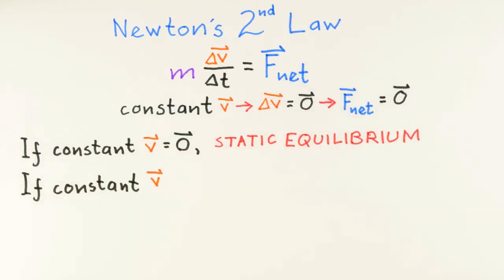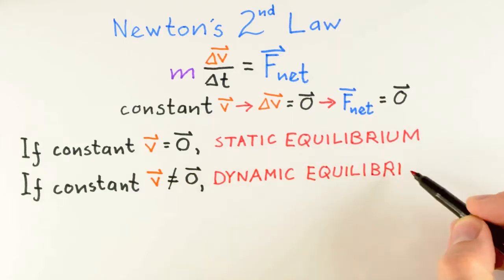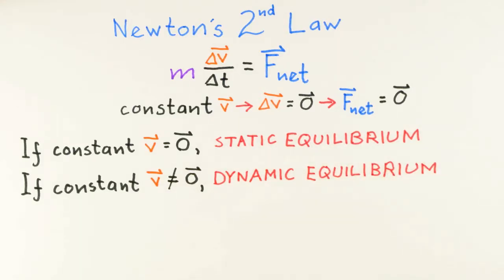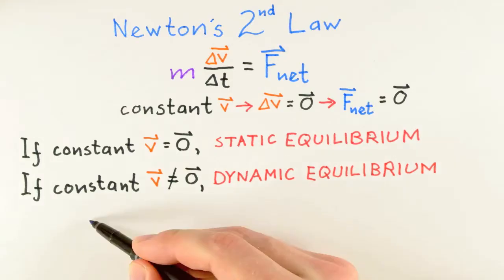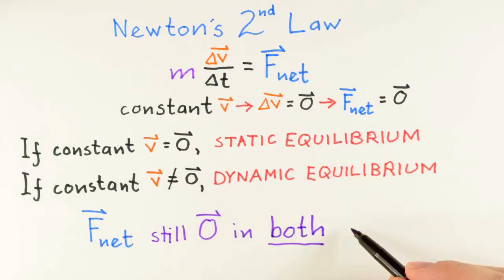If, however, we have a case where the system moves with constant non-zero velocity, then we refer to the system as being in dynamic equilibrium. It's important to remember that while to our eye, a static equilibrium case looks quite different from a dynamic equilibrium case, both cases share the key similarity that the velocity is constant and therefore F net is zero in both cases. This means that the procedures for finding forces will be very similar for both cases.